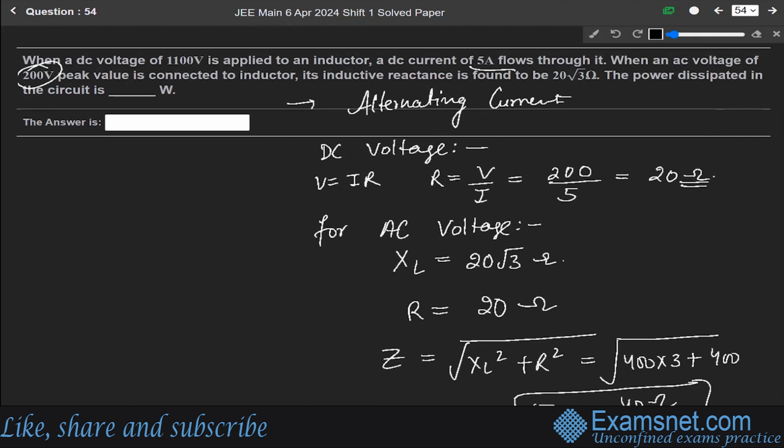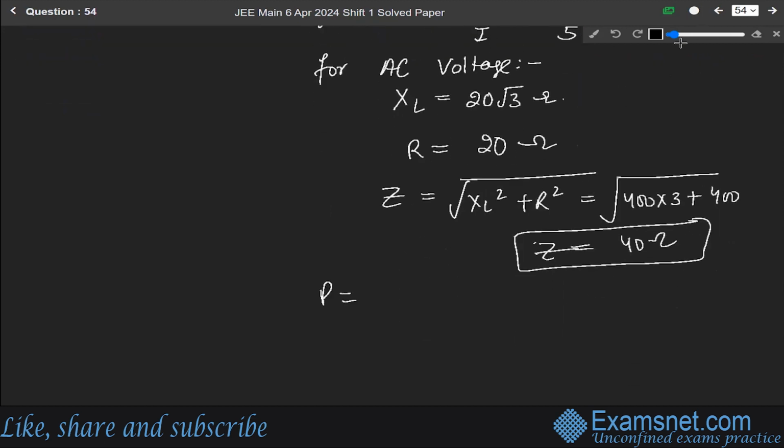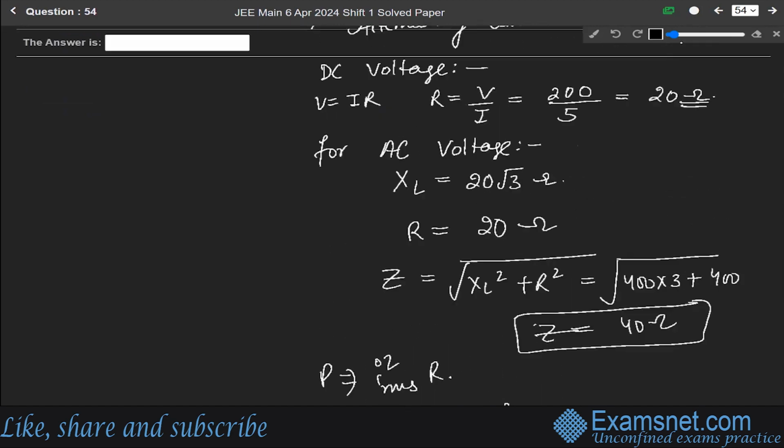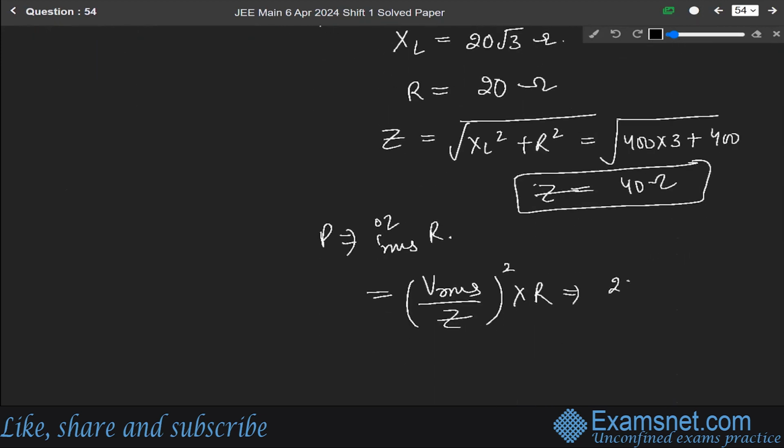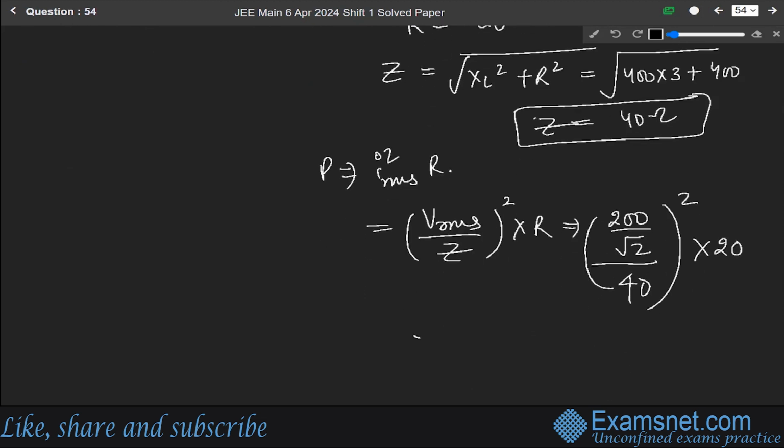Okay. So power dissipated will be P equals I square into R. So I square RMS will be V RMS over Z whole square into R. So V RMS will be this 200 volt. So V RMS will be 200 over root 2. So 200 over root 2 and Z is 40, this whole square into R. R is 20. So just simplify it and we'll get our answer.